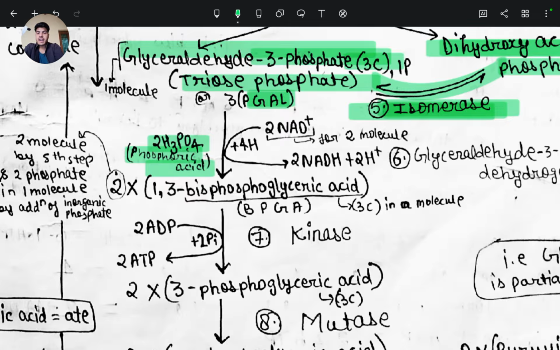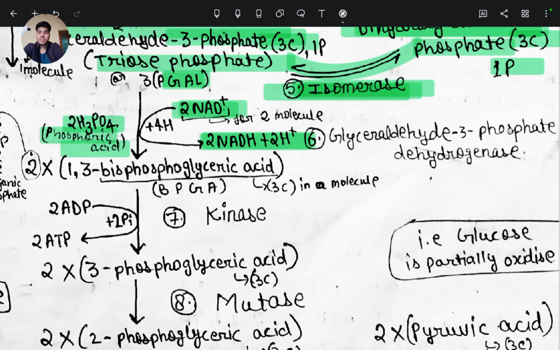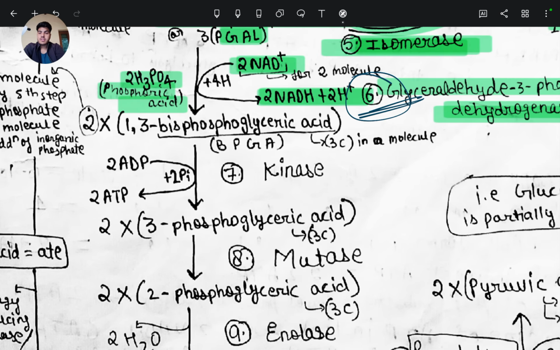So two molecules of glyceraldehyde 3 phosphate, in presence of two phosphoric acid, are oxidized, reducing 2 NAD plus to 2 NADH, in presence of the enzyme glyceraldehyde 3 phosphate dehydrogenase. Remember, this is the sixth step of glycolysis. Now at this step, this molecule converts to two molecules of 1,3-bisphosphoglyceric acid or BPGA. In this molecule, there are 3 carbon and 2 phosphates.